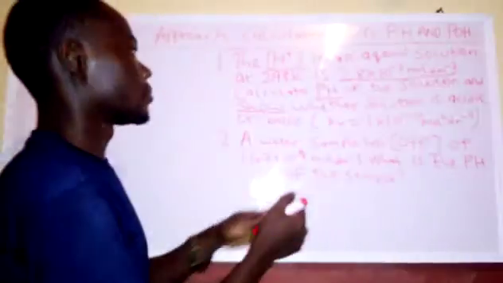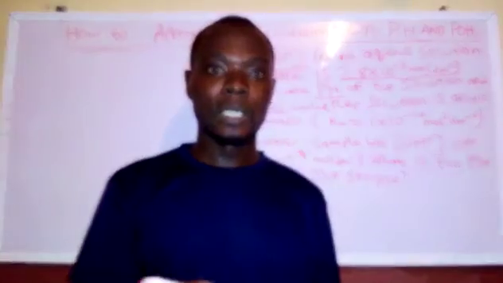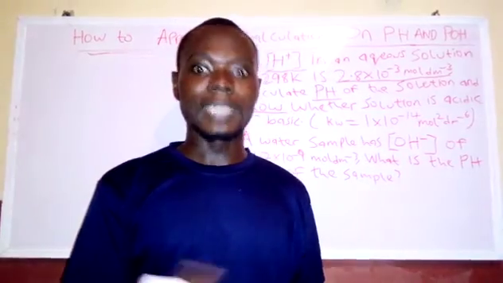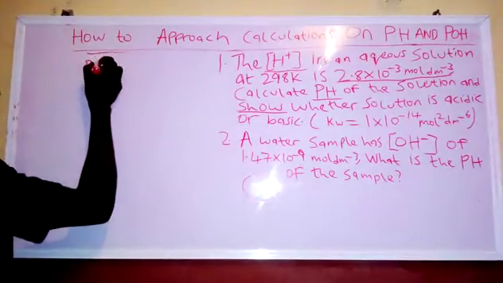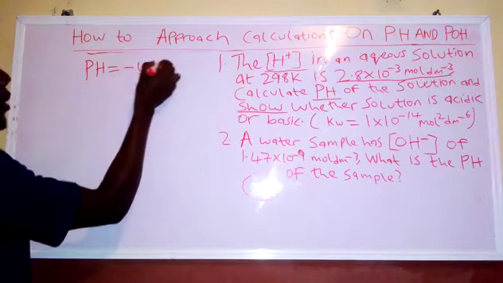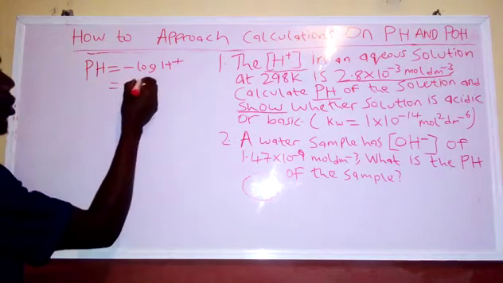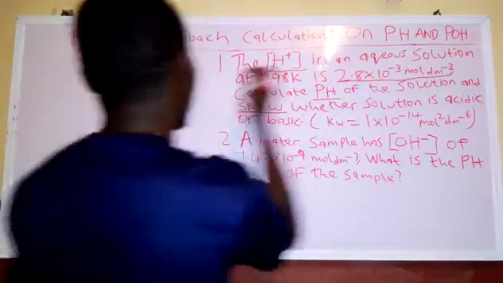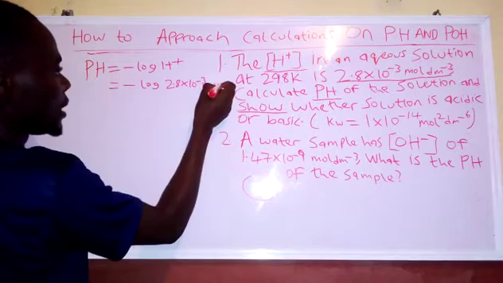Now let's take the first part. Don't forget, from the previous video I gave you the formula that pH equals minus log H positive, that is the negative log of the hydrogen ion. So our pH equals minus log H positive. So our pH is minus logarithm of the hydrogen ion, which is 2.8 times 10 to the power minus 3 mole per dm cube.